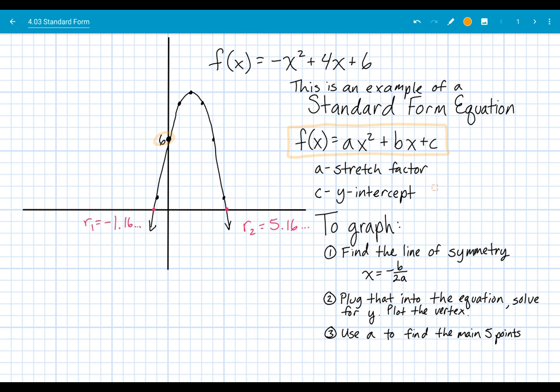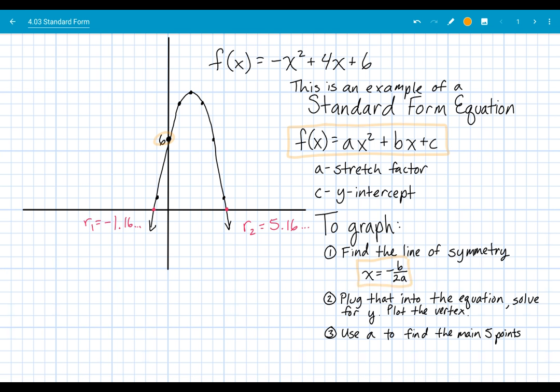Now, to graph, we have a few extra steps. We can't just start with the vertex and bam, know exactly what it's going to look like. Instead, we have to do a few extra steps, and those are to find the line of symmetry. If you are going to memorize anything in this unit, this would be a good one.